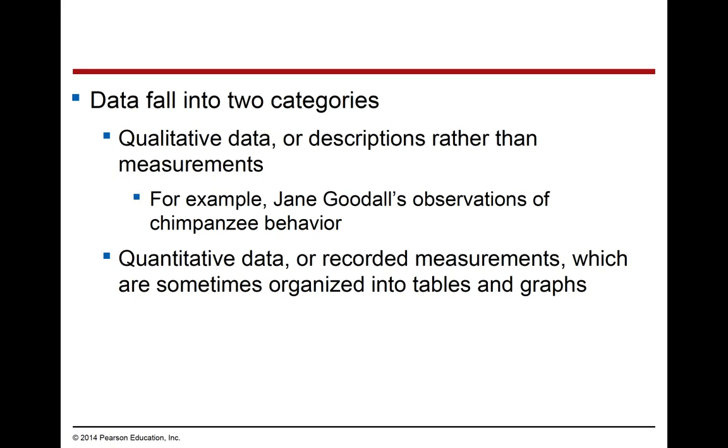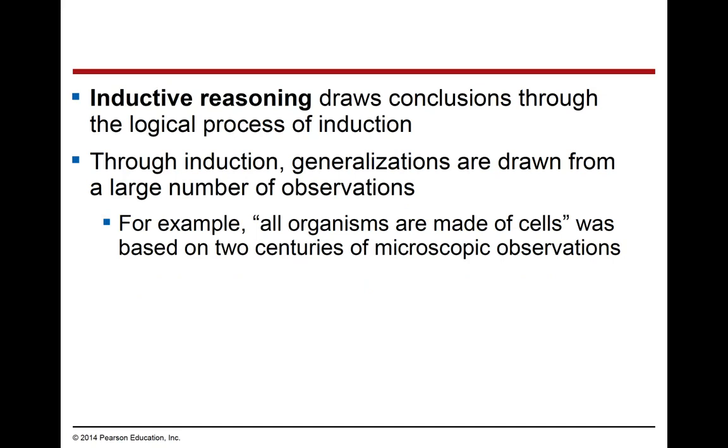Data fall into two different categories. You have qualitative, or descriptions rather than measurements. And then you also have quantitative, which is a recorded measurement. It's a numerical value. Qualitative and quantitative, description versus numbers. Then we have two different types of reasoning that we use. Inductive reasoning draws conclusions through the logical process of induction. And our other type is called deductive reasoning, but through induction, generalizations are drawn from a large number of observations. So you see something happening a whole lot. If it's always the same thing, then you're going to induce, like you're going to have that inductive thought, right? That this is going to happen again because you've seen it happen so many times.